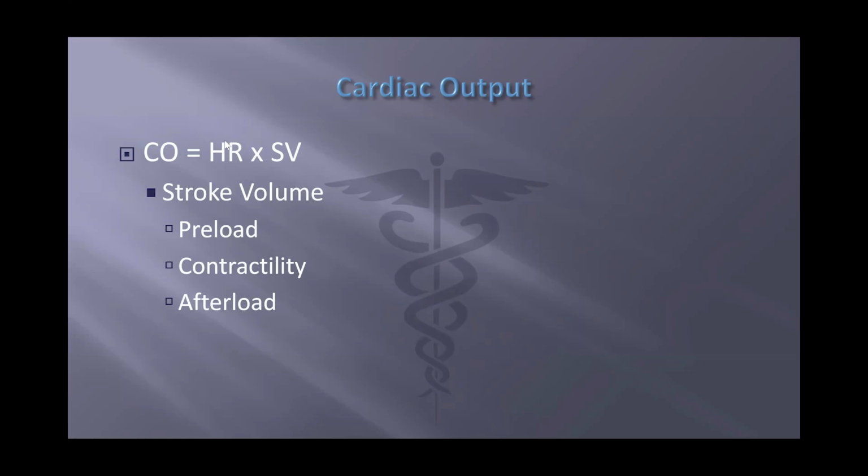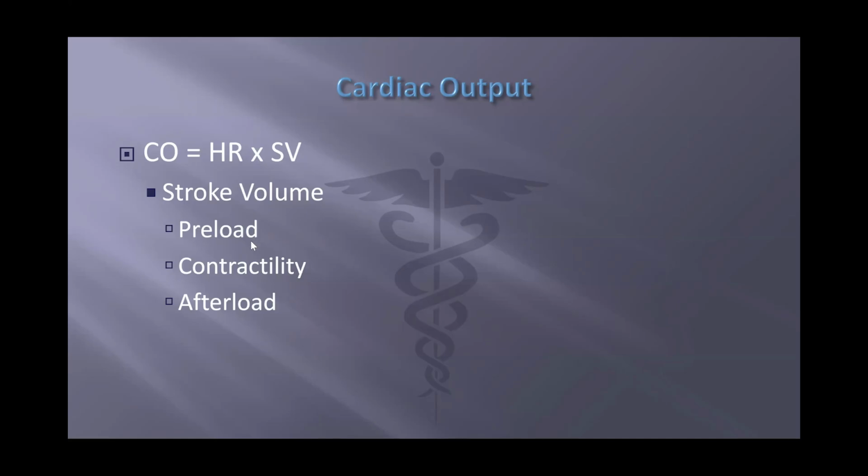So heart rate is pretty obvious. Heart rate is the number of beats per minute, right? And stroke volume is the amount of blood pumped out with each beat. Stroke volume is a pretty complicated concept, though, built up of three different components. We have preload, contractility, and afterload.